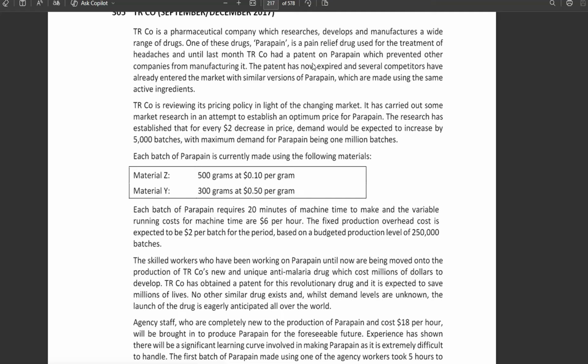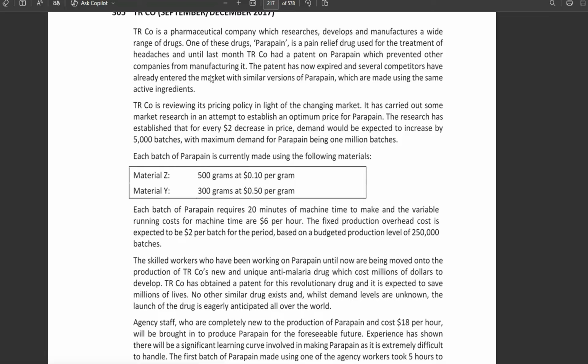That means the license has expired, is what I understand from this sentence. Let's read it again. Until last month TR Company had a patent on Parapain which prevented other companies from manufacturing it. Obviously a patent is an intangible asset and it might have a useful life, right? So the patent expired last month. What the patent used to do was prevent other companies from manufacturing this drug Parapain.